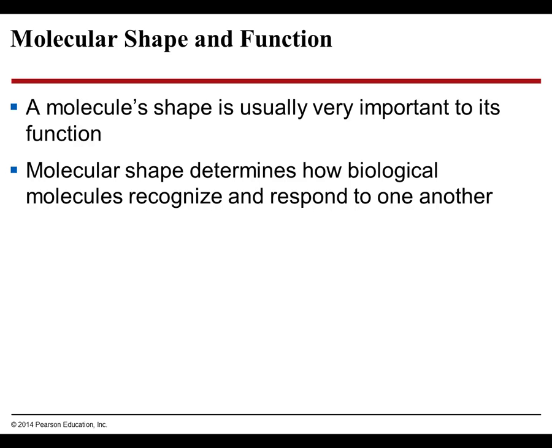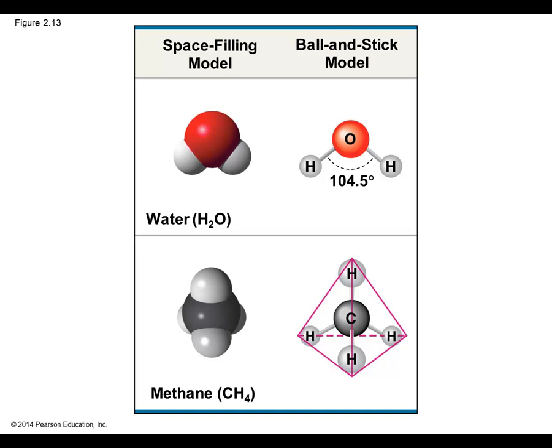The last concept is molecular shape and function. Molecule shape is very important to its function. Molecular shape determines how biological molecules recognize and respond to one another. A molecule consisting of two identical atoms, such as hydrogen and oxygen, H2 and O2, are always linear, but most molecules with more than two atoms, compounds, have more complicated shapes.